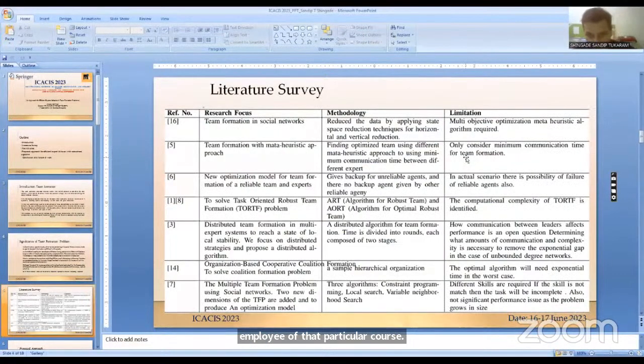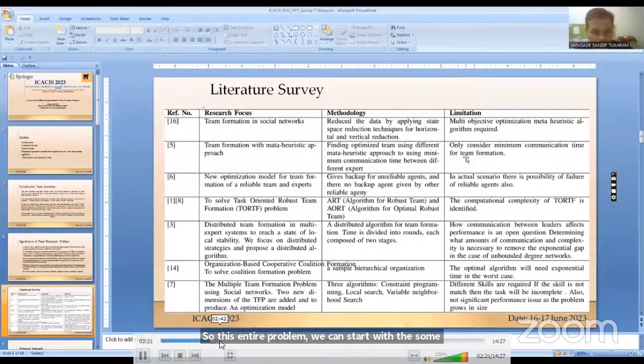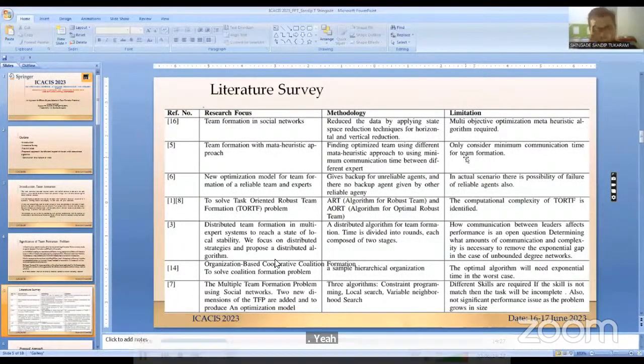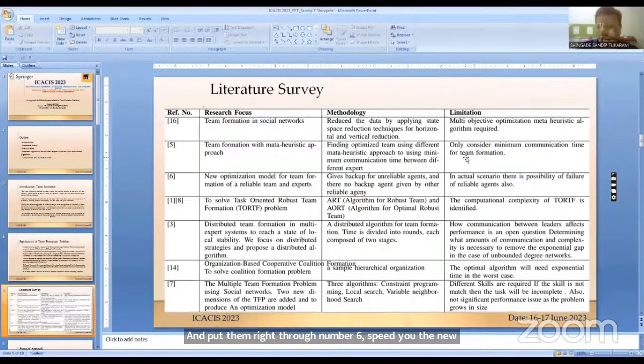For the team formation problem, we have to refer to some literature survey. The first author is from reference number 60. Reference number 6 gives a new optimization model for the possibility that reliable agents will be used. So this is some of the literature survey related to our problem.